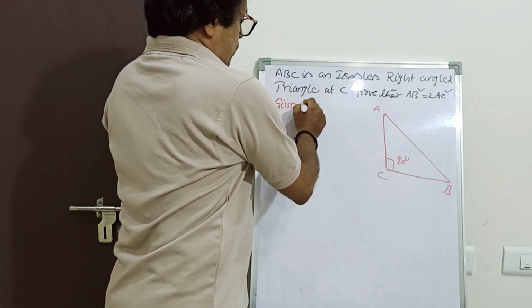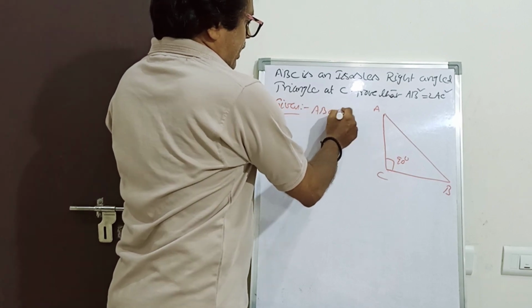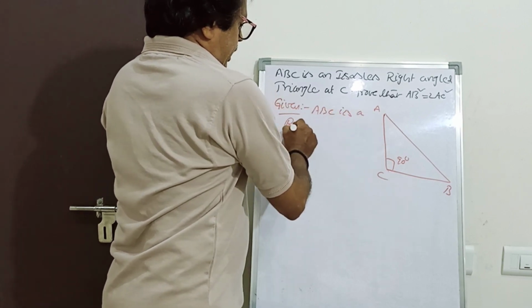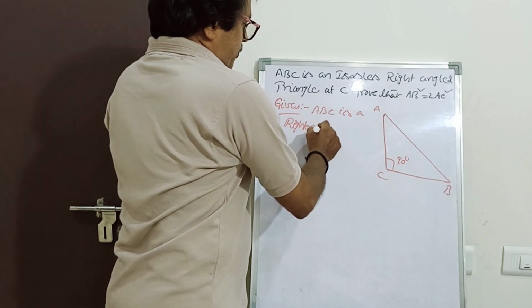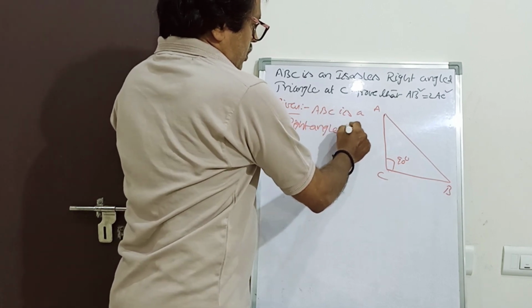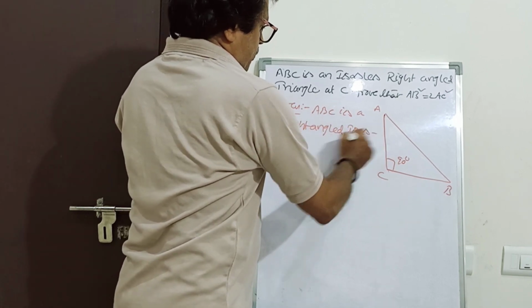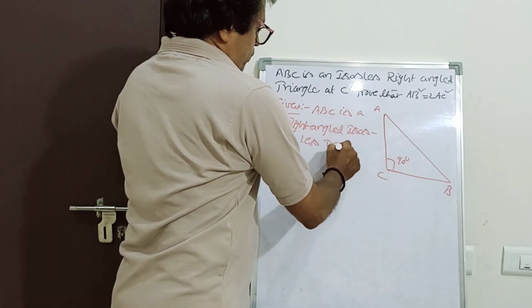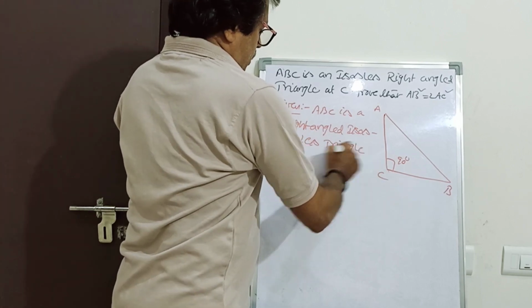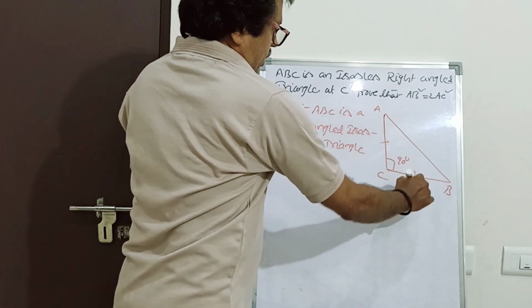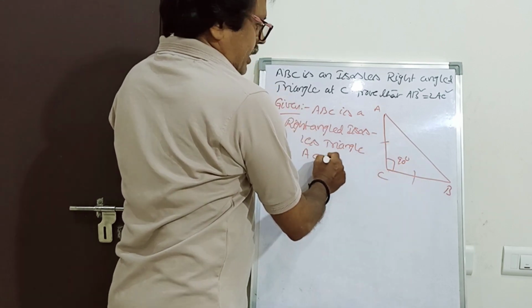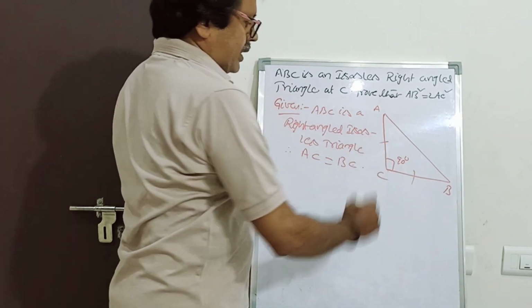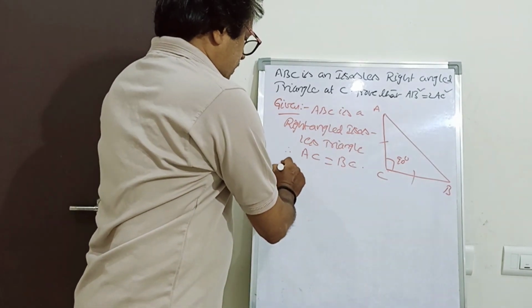So, what is given? ABC is a right angle isosceles triangle. Therefore, these two sides are considered to be equal. AC is equal to BC. So now prove.